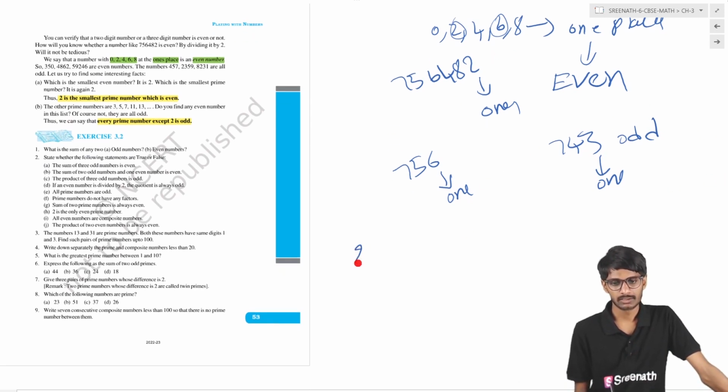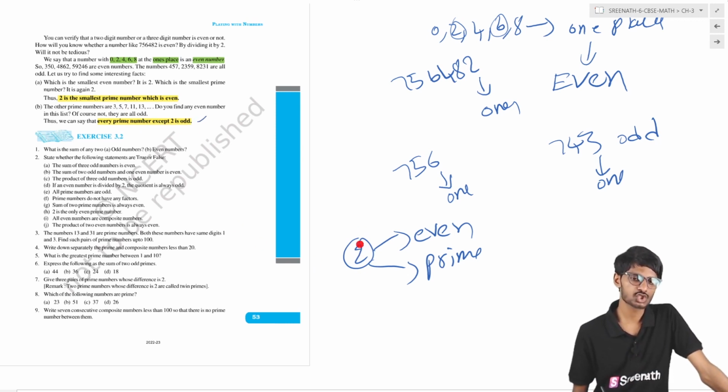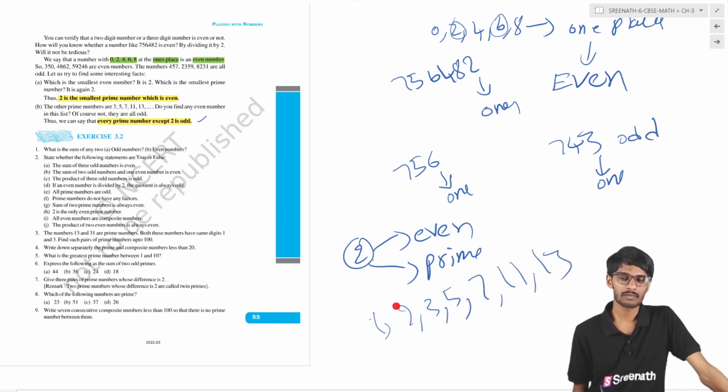And one more thing is 2 is an even number and 2 is also a prime number. So 2 is the smallest prime number, which is even, and every prime number except 2 is odd. If you clearly observe, the only prime number which is even is 2. All the remaining prime numbers, like 3, 5, 7, 11, 13, are odd. So 2 is the even number and it is the smallest prime number.